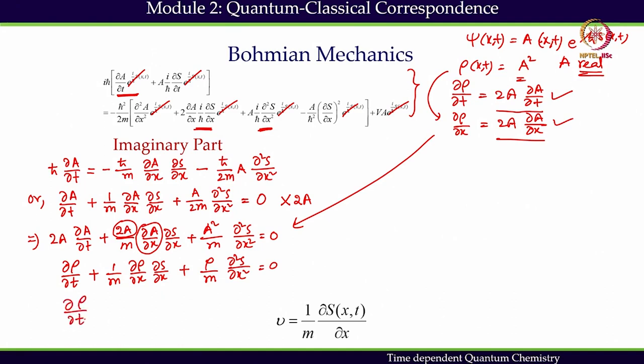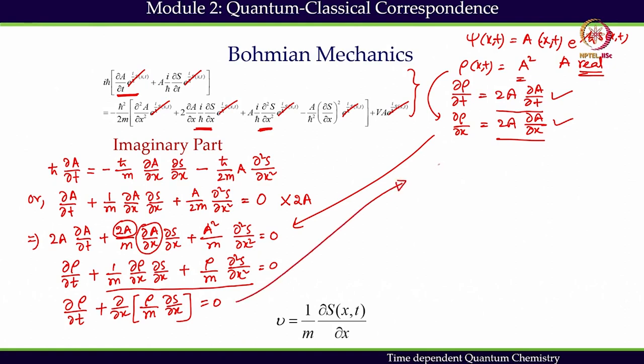This is nothing but the time derivative plus this, which can be written as rho by m. We can write down this one. So these two terms can be written as the derivative of a product, and as a result one can finally write down d rho dt equals minus of rho by m space derivative.